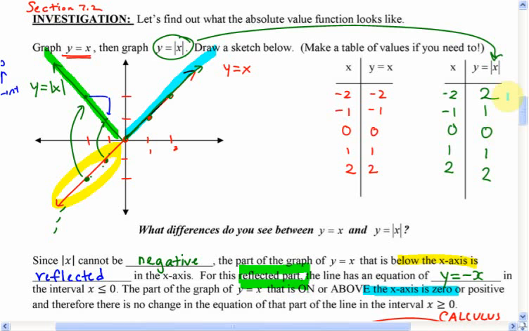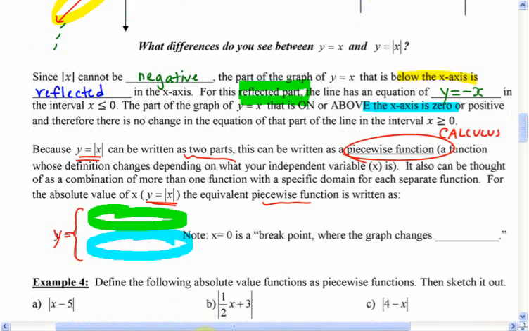Less than or equal to 0. Good. So let's write that down first. I want you to write down y equals negative x, and this is true if x is less than or equal to 0. Good.